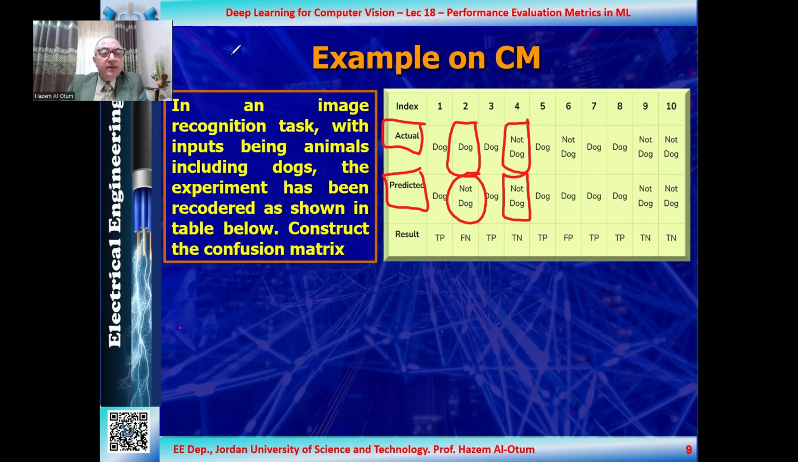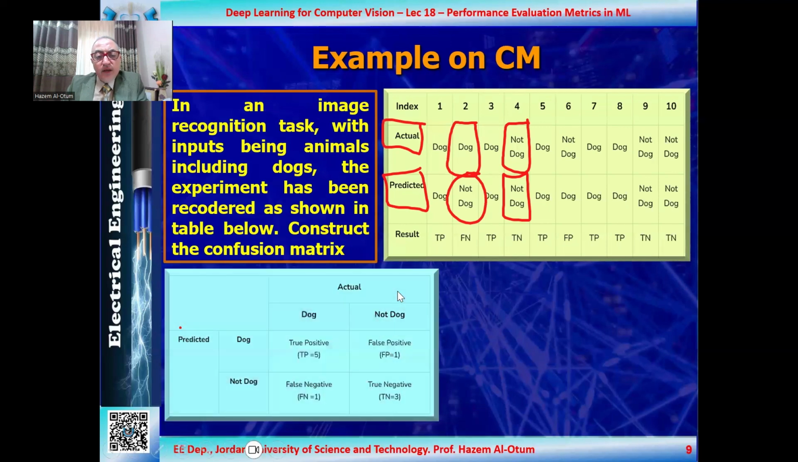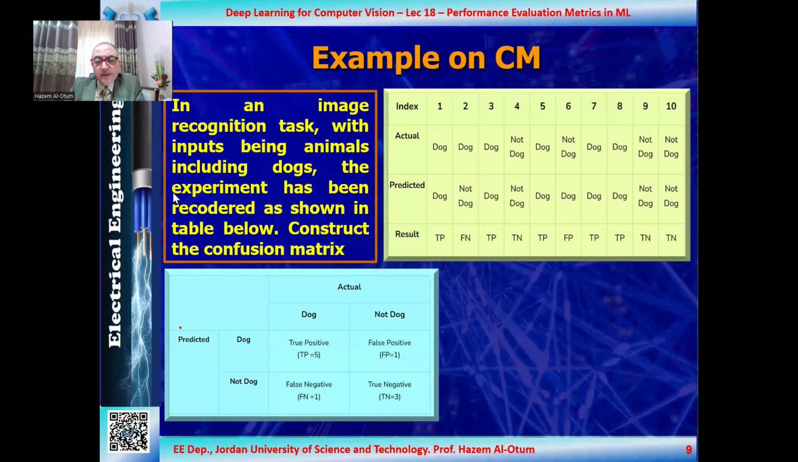Now we need to construct the confusion matrix. As you see here, dog, not dog, positive and negative. And this is the true positive. How many true positives do we have in this table? We just need to calculate. This is true positive, true positive, true positive, true positive, and this one also. So we have 5 true positives. If we want to find the false positives, we just need to count them. As you see here, we have just one false positive.